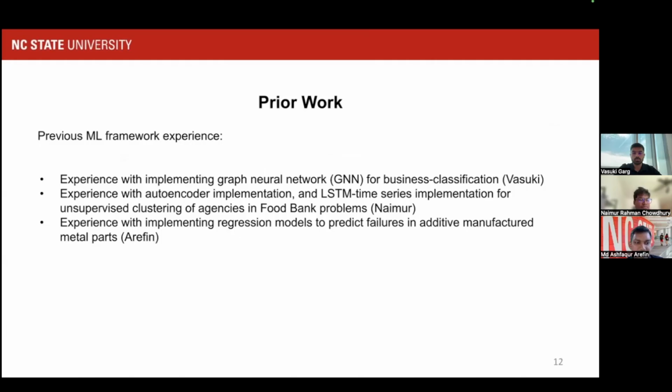All of our team members have some prior experience working with ML frameworks.